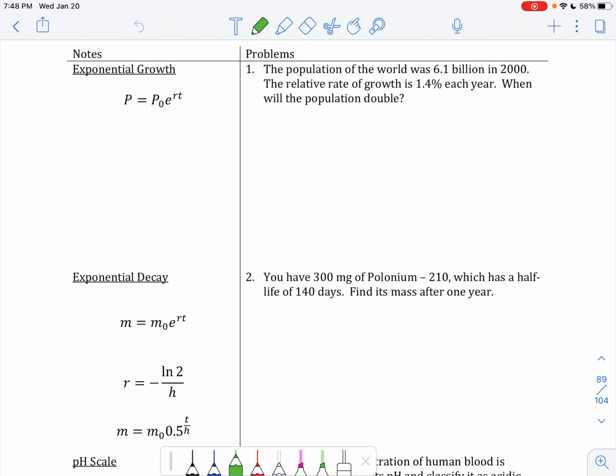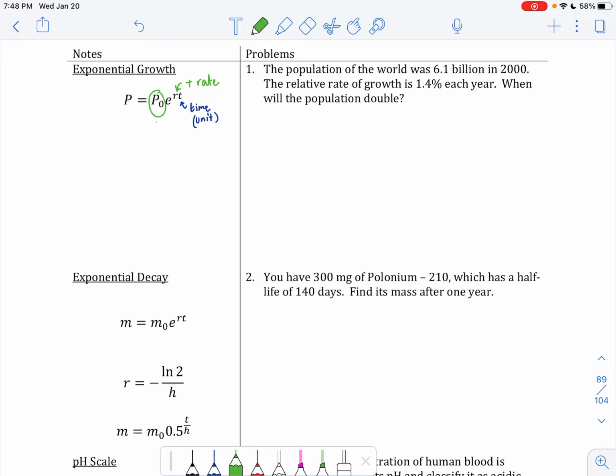So exponential growth, if you remember, is going to just be, you'll notice that both these exponential equations are very similar. Growth just means that the r is positive. So this is the rate of growth, and then t is your time. And unlike with interest, this can be any unit. Right? With interest, it was always in years. Here, it could be whatever.